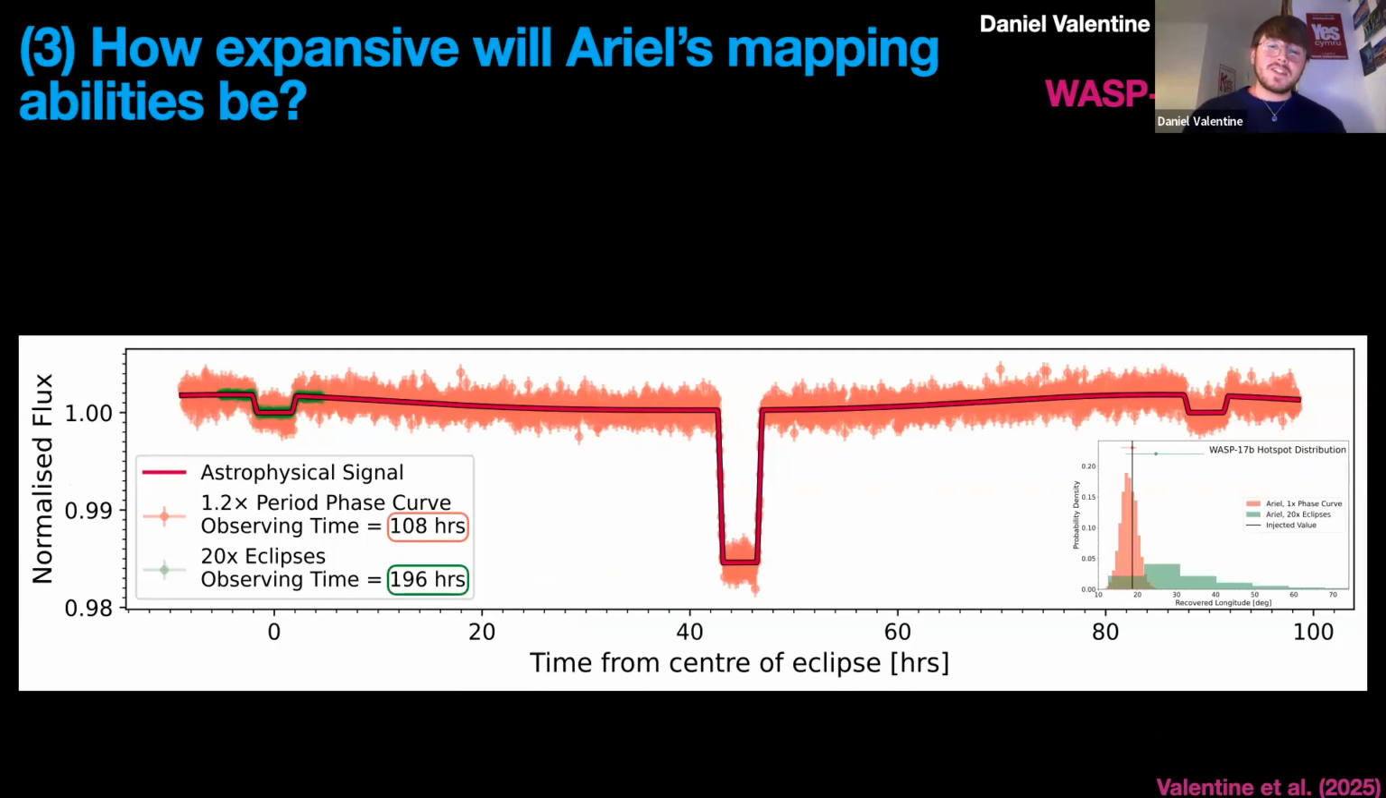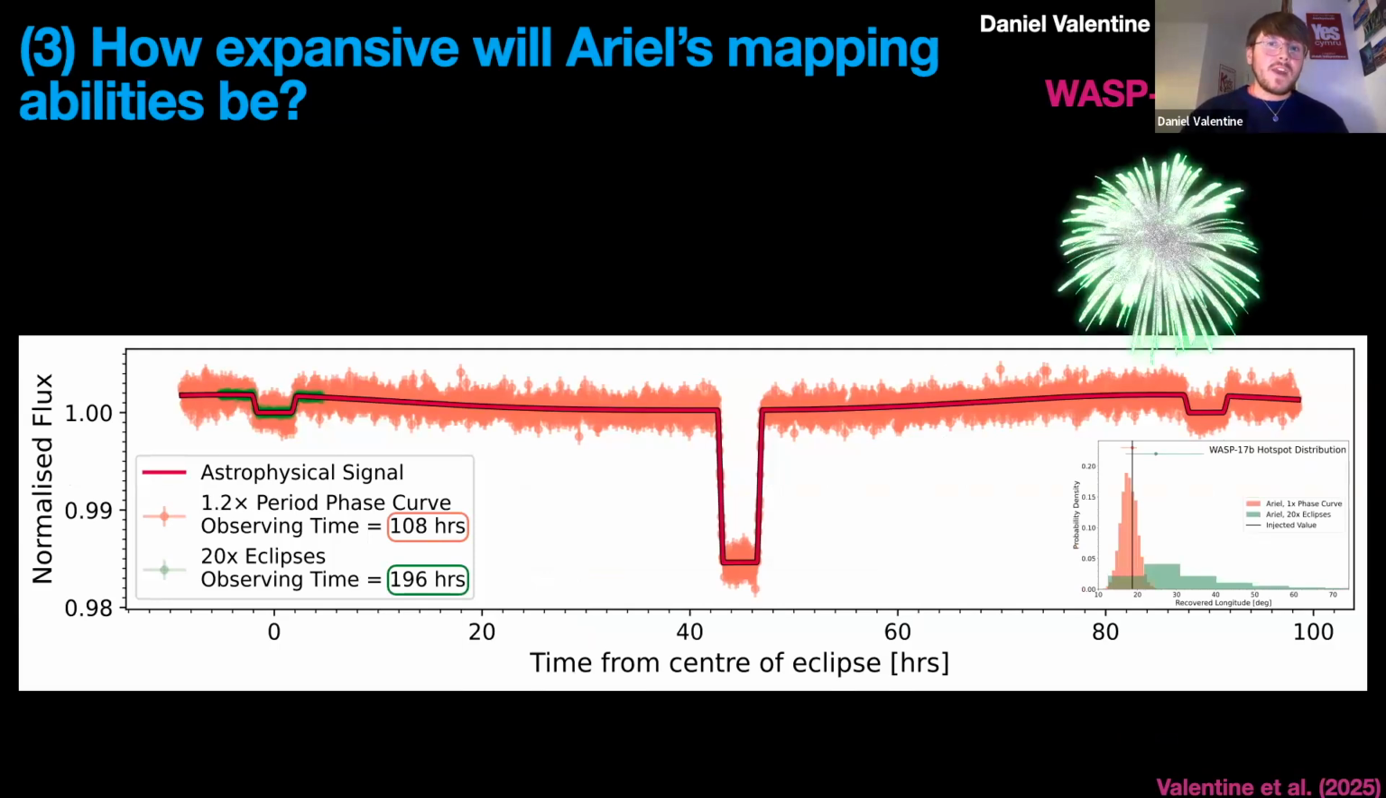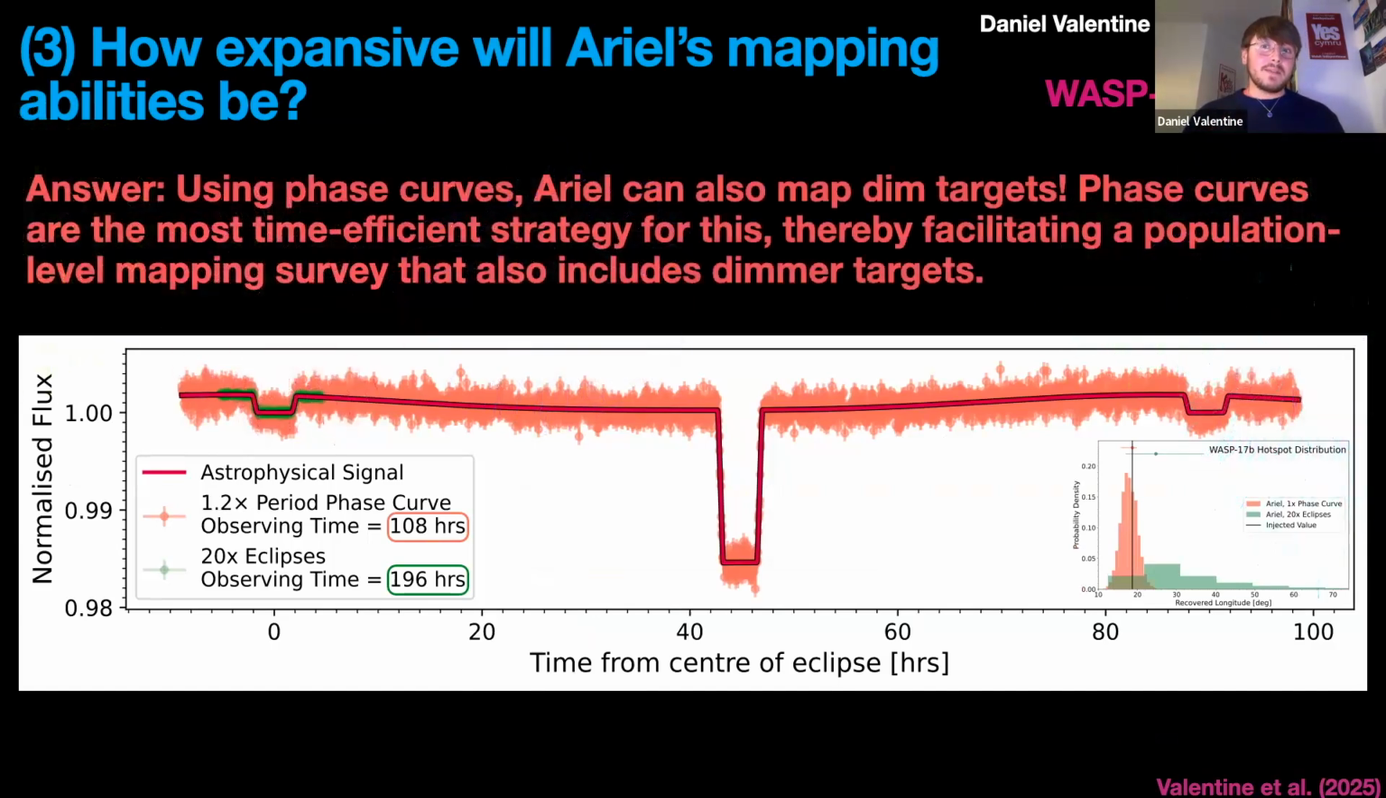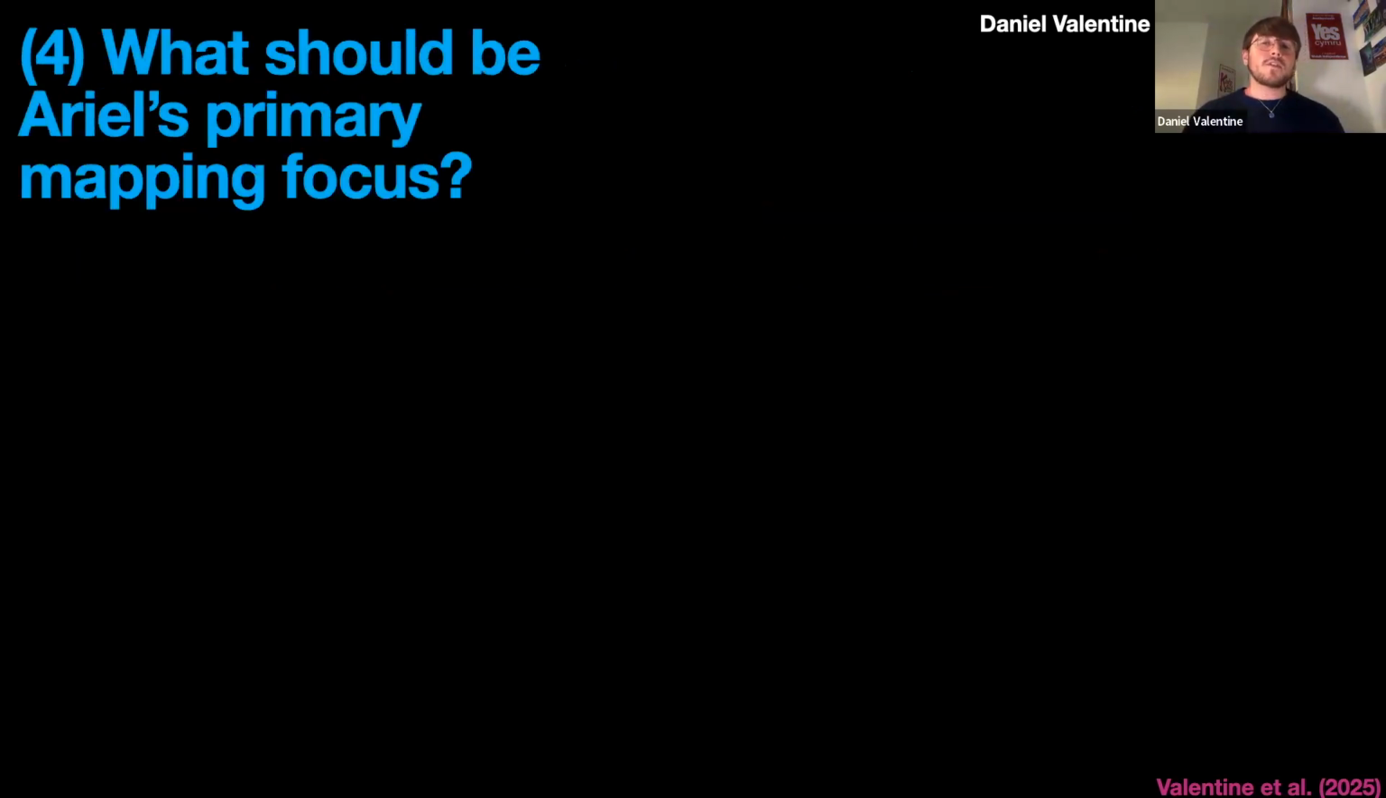So the main conclusion from this test case is that by using phase curves, Ariel can also map dim targets. And in fact, phase curves are the most time-efficient way for Ariel to map them, which will enable it to carry out the population-level mapping survey that we seek to conduct. So this then moves us on to our final question. What should Ariel's primary mapping focus be with this survey?